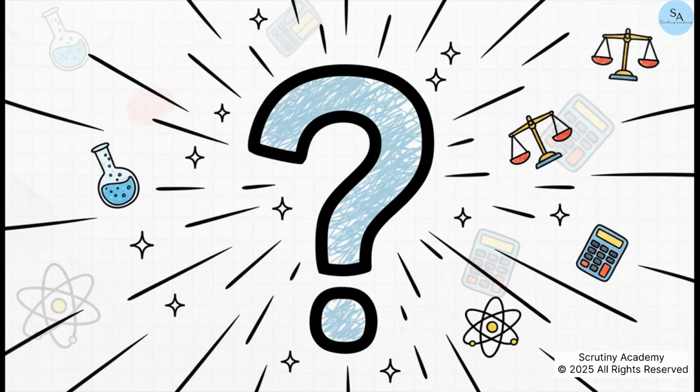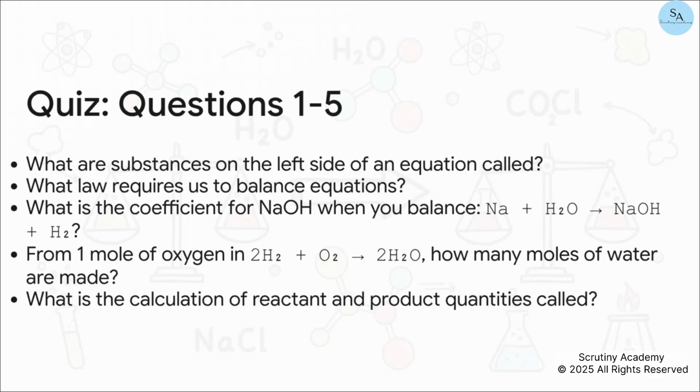Okay, you ready to test yourself? This is honestly the best way to make sure you've really got this stuff down. Here we go. Okay, here are the first 5 questions. Go ahead and hit pause, think about them, and then press play when you're ready. All right, you back? Let's see how you did. The answers are reactants, the law of conservation of mass, the coefficient is 2, you get 2 moles of water, and number 5 is stoichiometry.